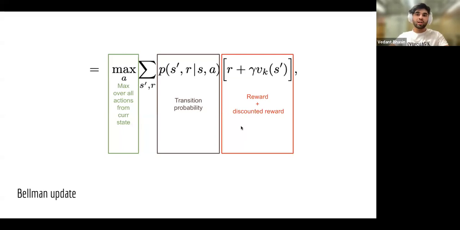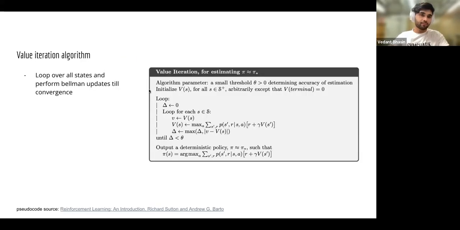This term in the red box here is the reward that you get for taking that particular action in that particular state. And we also have a discount factor here called gamma. Now, gamma will usually be a number between 0 and 1, and we use it to discount future rewards because we want to prioritize immediate rewards more. And we're taking a max over all possible actions you can take from the current state. So once you understand what the Bellman update is doing, then the actual value iteration algorithm isn't that complex. You're just looping over all the states, and until convergence, you're performing Bellman updates on every state.